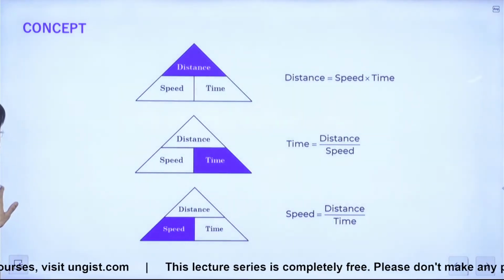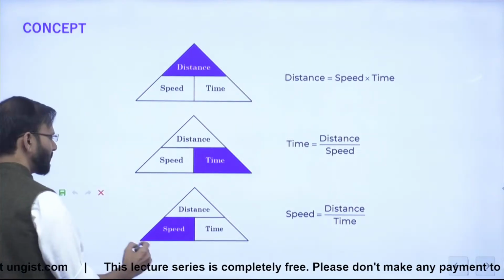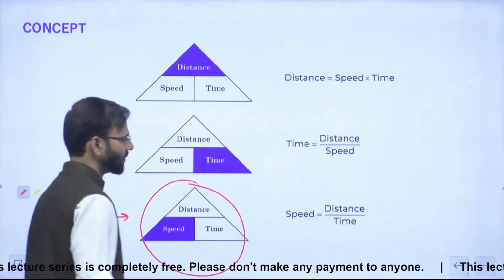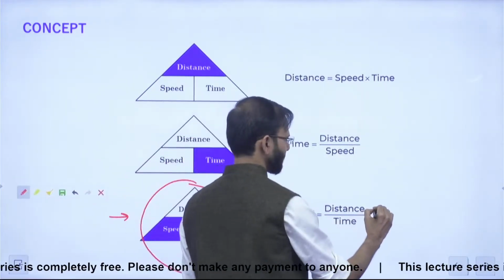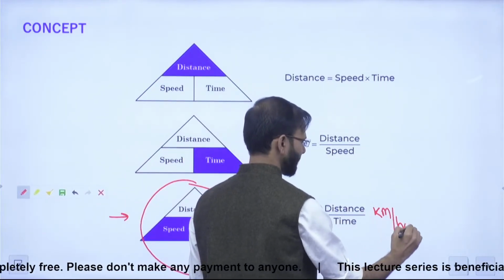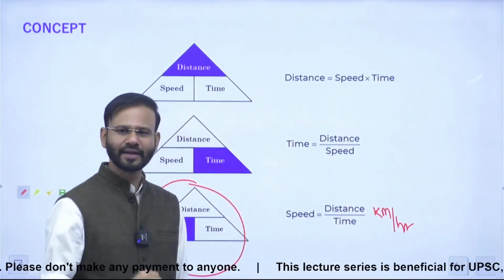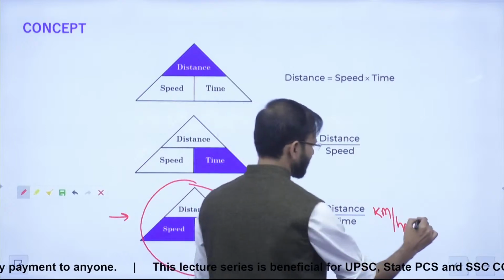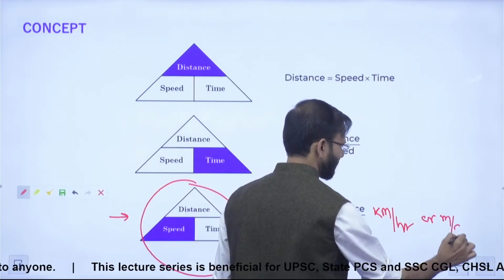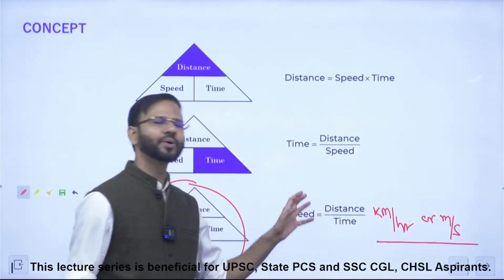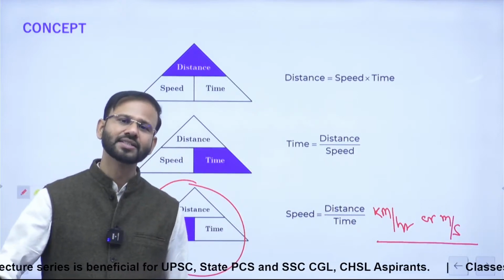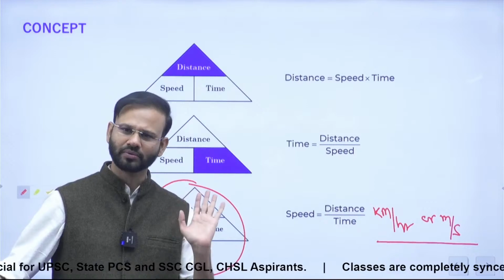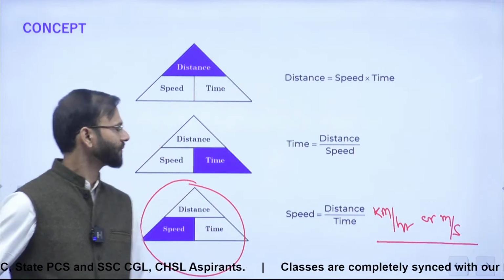Can you tell me what is the unit of speed? I'll mainly focus on this. What is the unit of speed? Kilometer per hour. Any other unit? Meter per second. Yes, guys, it is meter per second. Actually, these two units will be required in the examination, and generally we use these two units only.